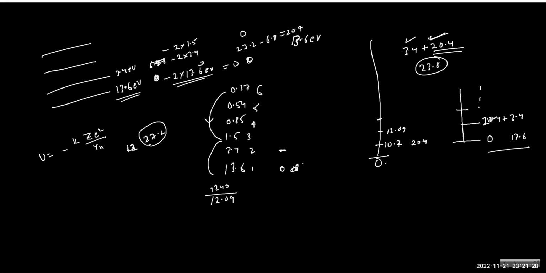Done, sir. 16. Done. What's the answer? 27 and 12. What is that? Energy. Energy of the ground state is minus 27, and energy of the first excited state is minus 12. Okay. 16. Yeah, that's the right answer.